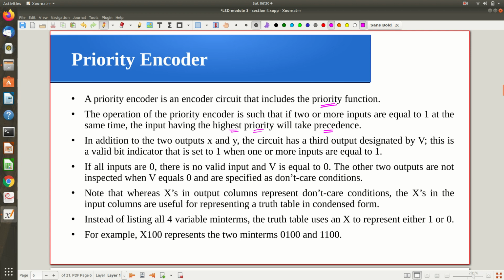In addition to the two outputs x and y, we have a third output called v, and this is a valid bit, an indicator of whether the output is valid or not. So if all inputs are 0, that is the case where you are getting v equal to 0. Everything I am explaining here. And what is the meaning of this x 1 0 0? It can be 0 1 0 0 or 1 1 0 0, like that. And in the output, they correspond to don't care, so that is also written. Okay, everything is written clearly.